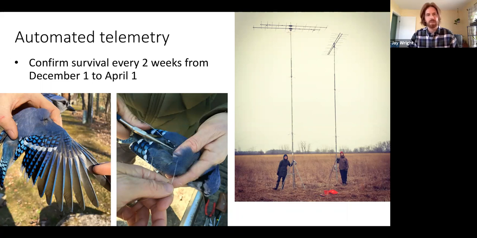Automated telemetry is basically the same thing as that hand tracking telemetry that I was doing for the acorns, except that we set up these big towers that have much larger antennas, and they're able to continuously record detections of the bird tags. So I don't have to always be out there tracking by hand. I have 2 towers set up at Vinton Furnace Experimental Forest. I'm tracking their movements by hand, but the main question is to confirm their survival at least once every 2 weeks from December 1st to April 1st, so throughout the winter period.